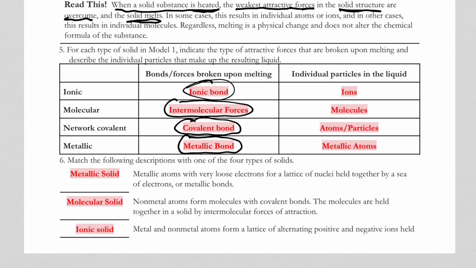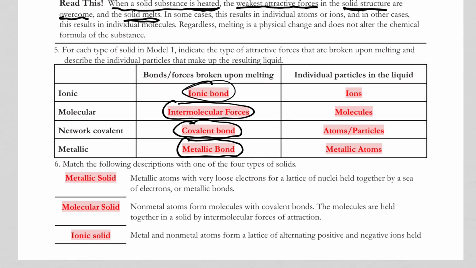When you are breaking them down, ionic solids are going to turn into ions, both positive and negative ones. Molecules are going to be small functioning units that are neutral. Atoms and particles are what you get when you break up network covalent solids, so they are also going to be smaller atoms. In metallic solids, it is going to be metallic atoms that break up afterwards.